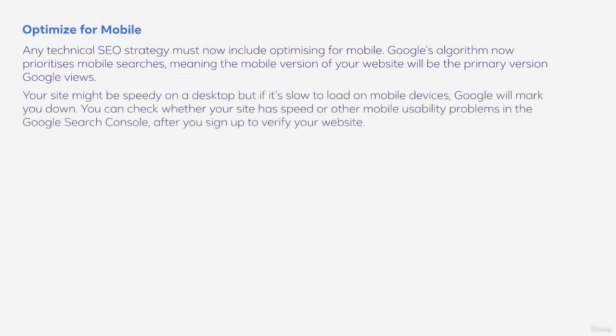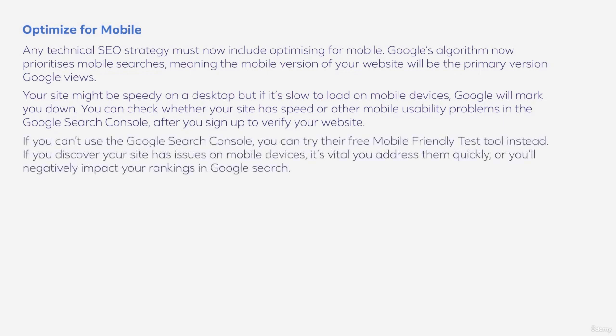Your site might be speedy on a desktop, but if it's too slow to load on mobile devices, Google will mark you down. You can check whether your site has speed on other mobile usability platforms in the Google Search Console after you sign up to verify your website. If you can't use the Google Search Console, you can try their free mobile-friendly test tool instead. If you discover your site has issues on mobile devices, it's vital to address them quickly, or you'll negatively impact your rankings in Google search.